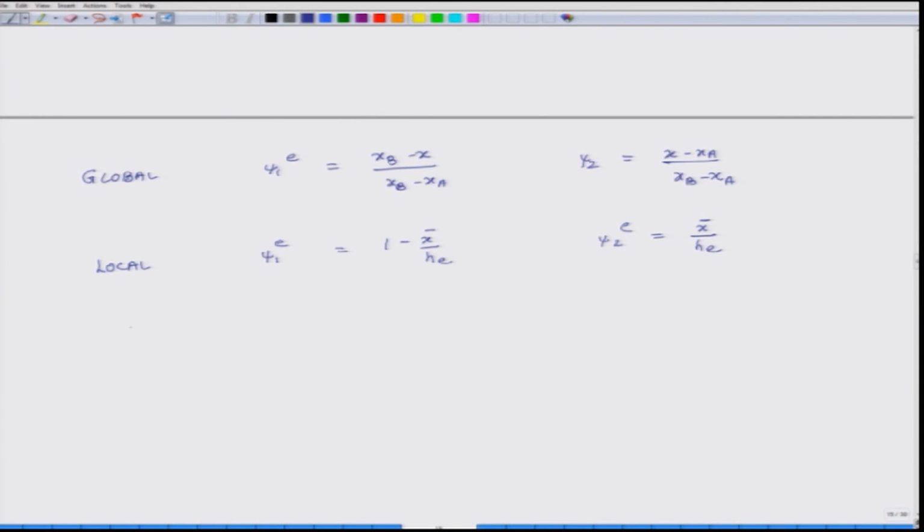If there are a total number of n elements overall, and all of these are linear elements, then the total number of nodes globally will be how much? N plus 1. So, I will make it small n.